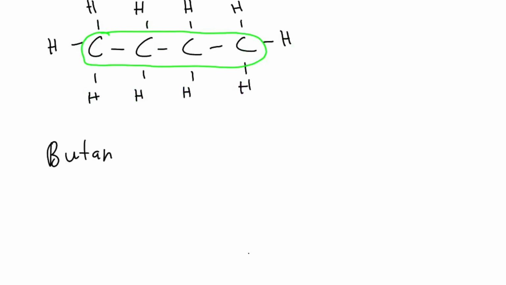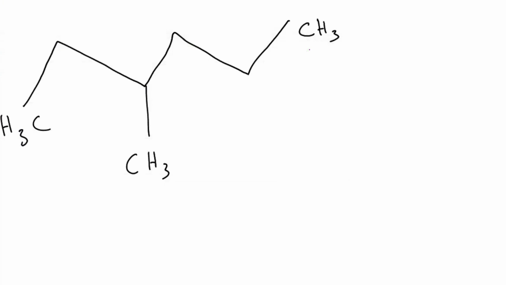butane. Here they're giving us a line structure. So how can we name a line structure? It's the exact same steps. It's just displayed a little differently. That's all. So what I'm going to do here is state out where my carbons are exactly.